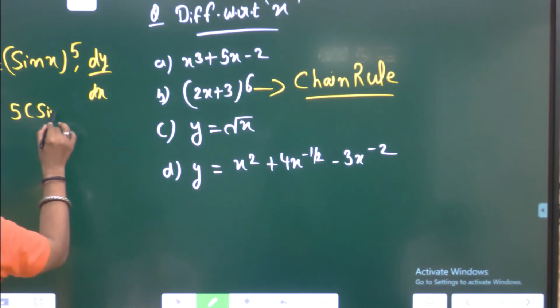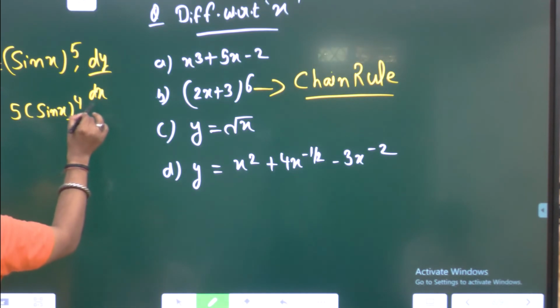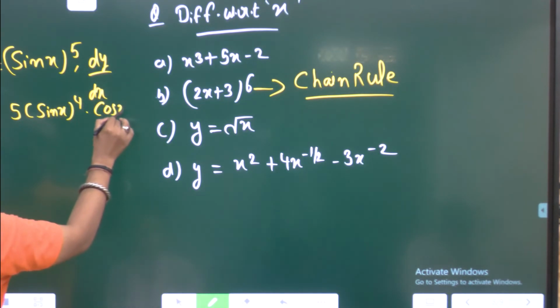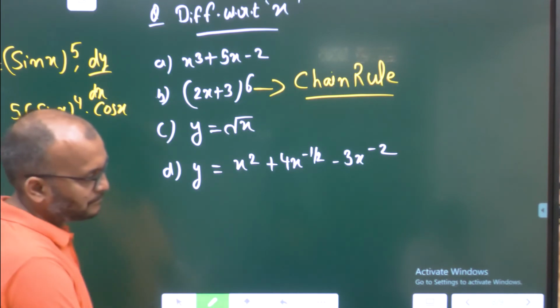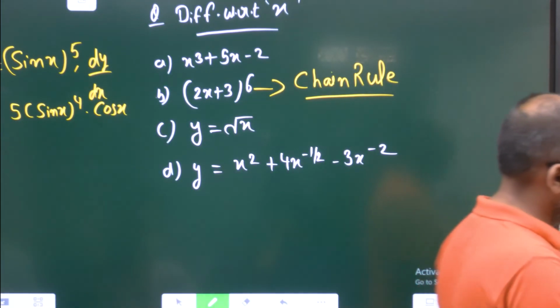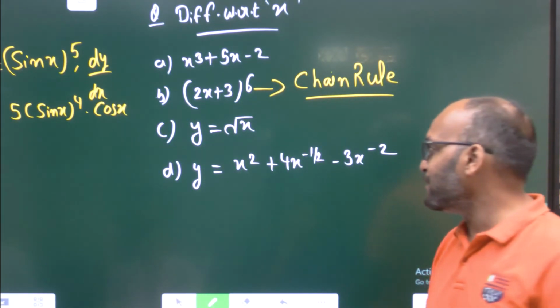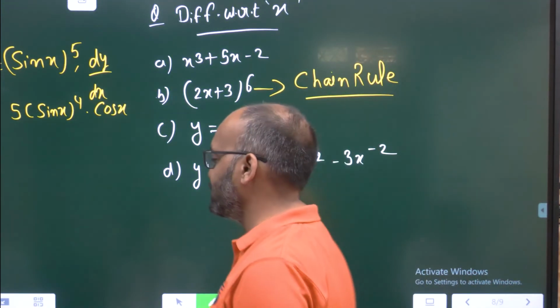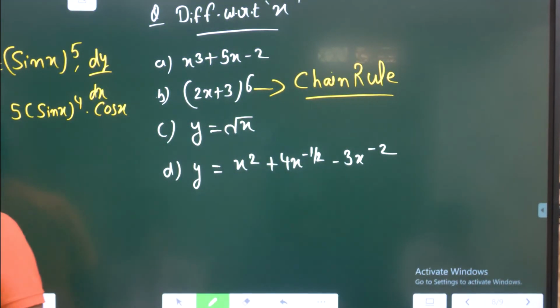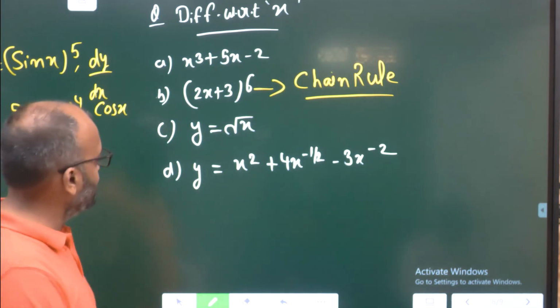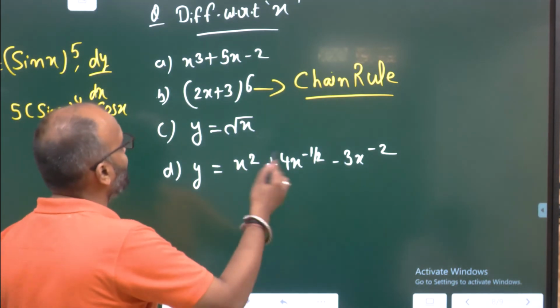Minus minus. Wait. So in the second question, 6 is in the power. Yes, that's the answer. You solved the wrong question and got the right answer. So you are not fully aware of the chain rule. Sir, the last one. First I am solving each and every one.